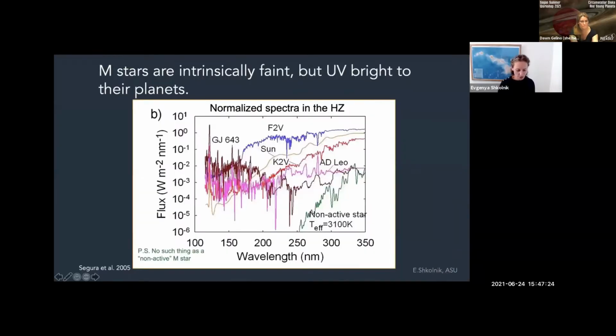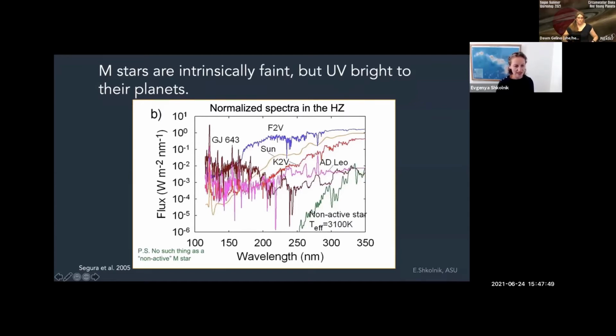Here's something I wanted to point out that I'm not sure everyone really appreciates: even though M-stars are intrinsically faint, fainter than their FGK counterparts, to a planet in the habitable zone they're UV bright, right? So there's more UV photons incident upon a habitable zone planet around an M star than there is upon an Earth around a sun-like star.